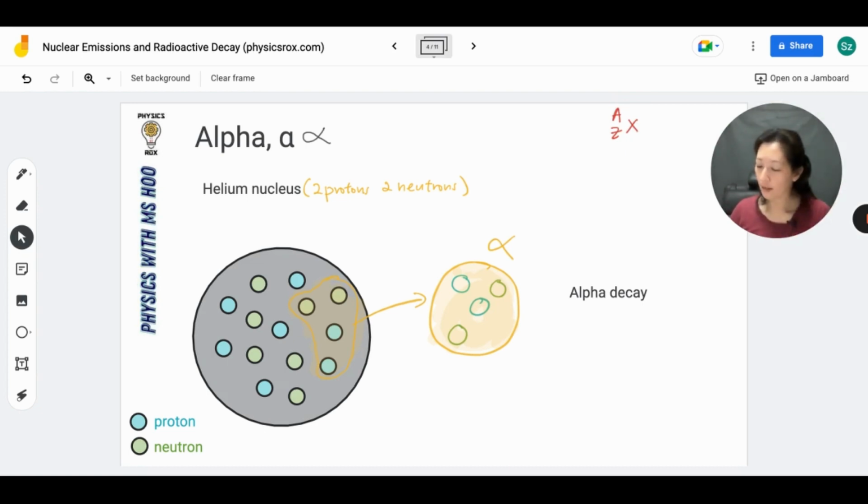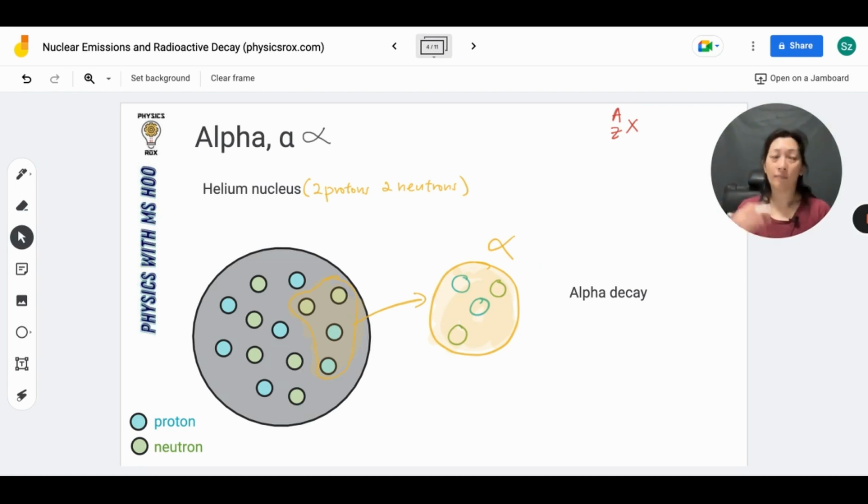So for alpha, because it's identical to a helium nucleus, and what we mean by that is when you look at this alpha particle, it looks exactly the same as a helium nucleus, right? It's got 2 protons, 2 neutrons. So is it a helium element? Actually, yes, it is. But the difference between this alpha particle and a normal helium atom, besides the fact that this doesn't have electrons, is the source.